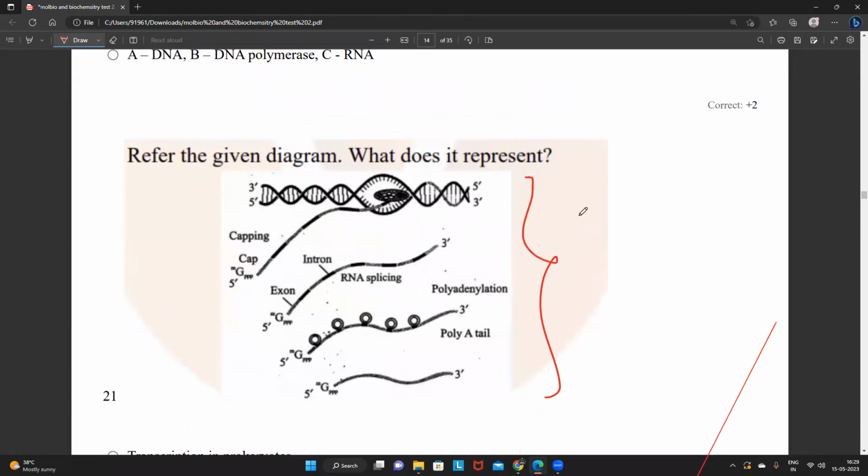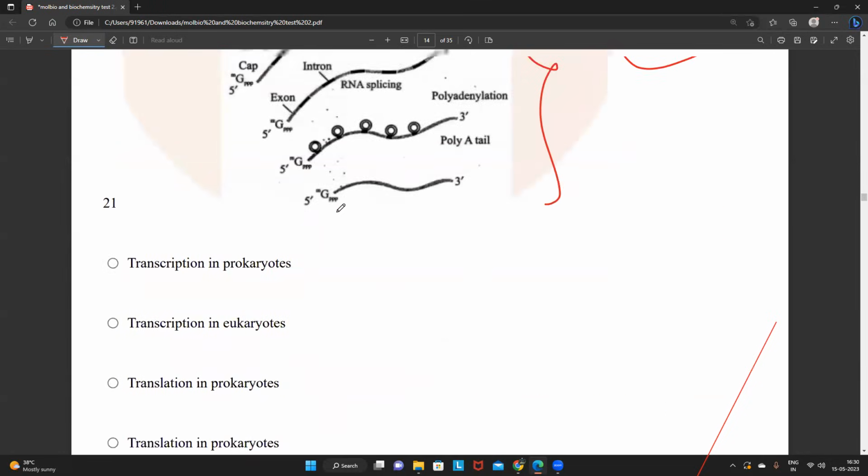You are observing that post-transcriptional processes are happening. One point is very clear. We all know very well. Post-transcriptional processes never ever take place in the prokaryotes. You all know very well. So what is the answer you have to choose?